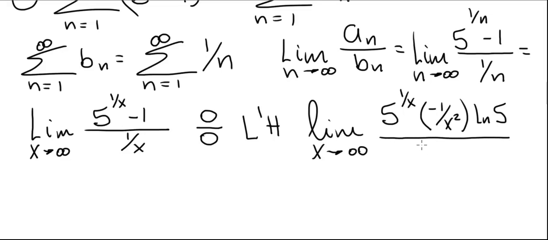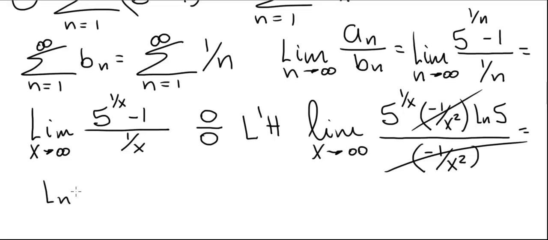And in the denominator, we have the derivative of 1 over x, which is minus 1 over x squared, and now these two can be canceled. Let x go to infinity. 5 to the 1 over x approaches 1. And so our limit is ln of 5, which is finite and positive.